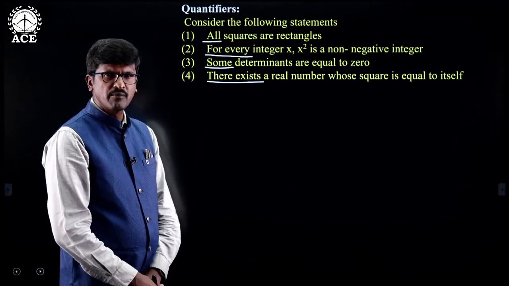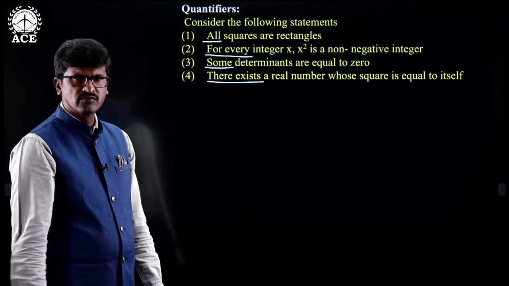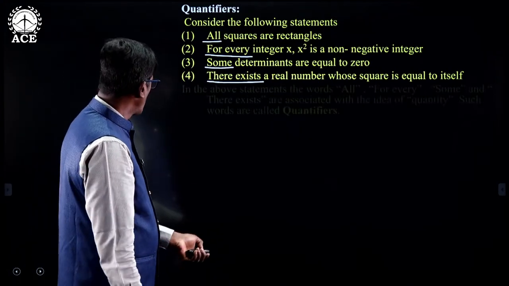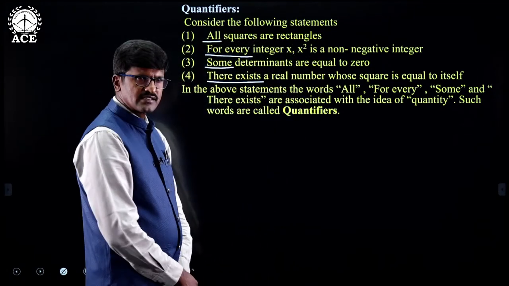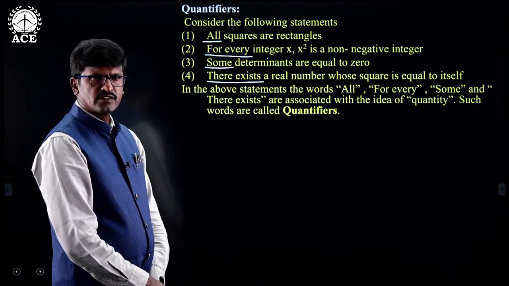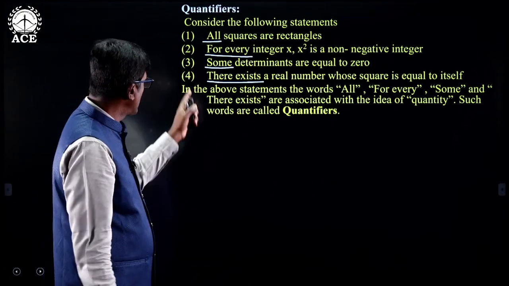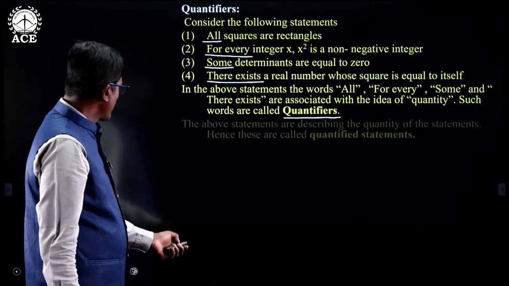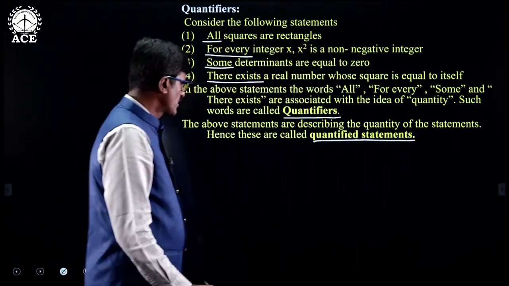If you observe these four statements, they are speaking about the idea of the quantity of the statement. Therefore, this type of statements are called quantified statements. In the above statements, the words all, for every, some, and there exist are associated with the idea of quantity. Such words are called quantifiers. So quantifiers are nothing but for all, for every, for some, there exist. These are called quantifiers because they are describing the quantity of the statements. Hence, these are called quantified statements.